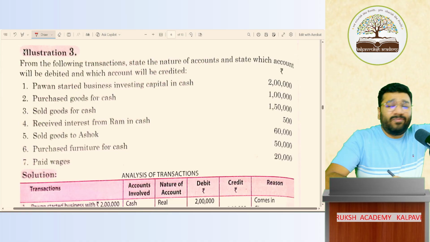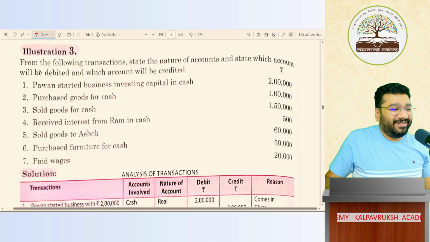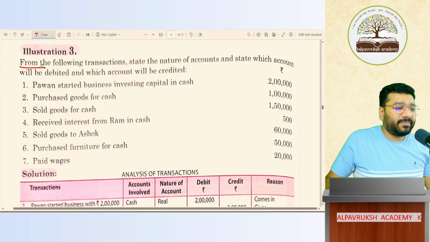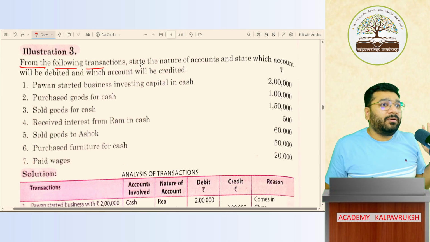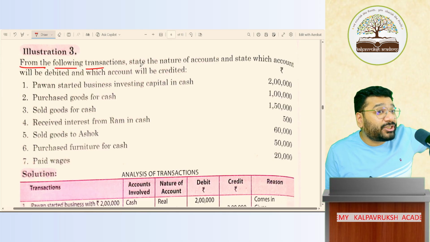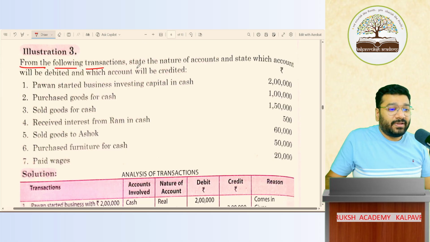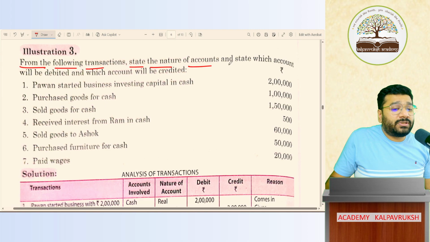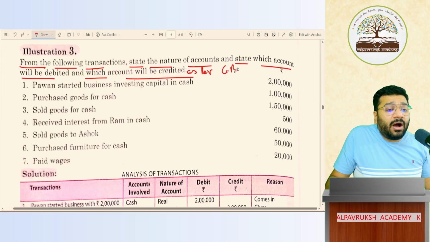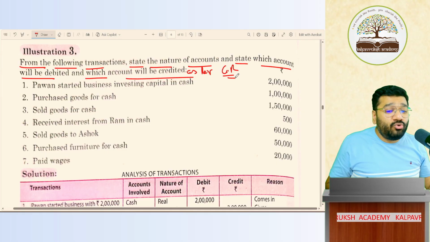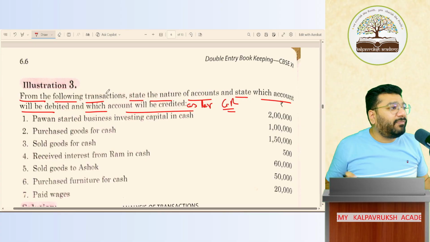Illustration 3. Do it right away in your notebook. From the following transactions, they have themselves told us this is a transaction. We'll account it, no? You have to check whether this is a business financial transaction or a personal financial transaction. Be careful. From the following transactions, state the nature of accounts and state which account will be debited and which will be credited as per GR. GR stands for golden rule. Write it down. In this question, the full transaction is given, not half a transaction.